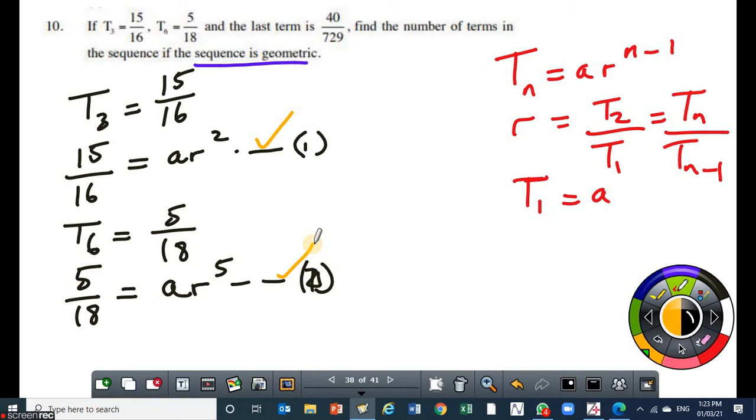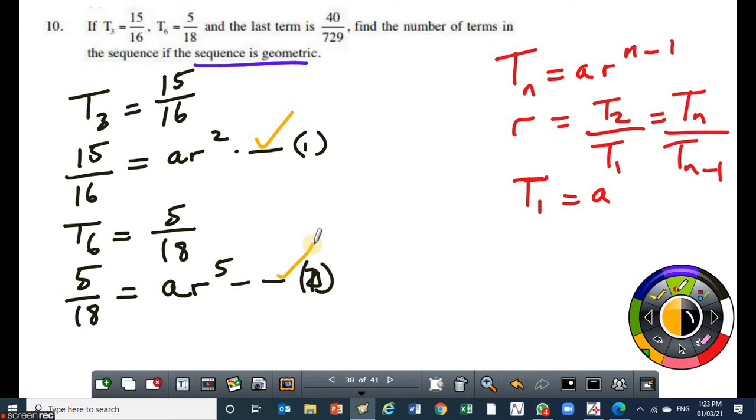substitution. So, on the next page now, I'm going to say 15 over 16 divided by 5 over 18 is equal to AR squared divided by AR to the power of 5. Now, you are going to find that A is going to be eliminated because of that division. So I'm going to divide equation 1 by equation 2.